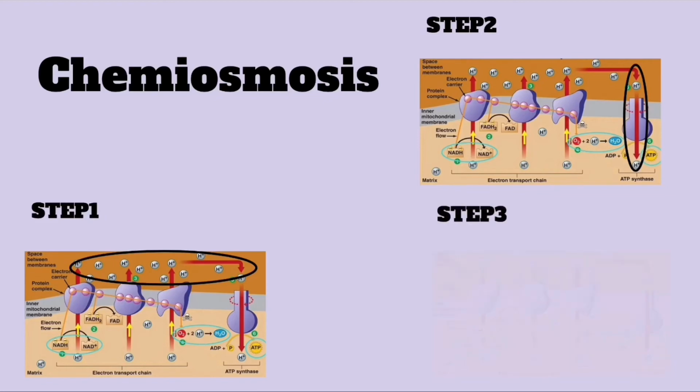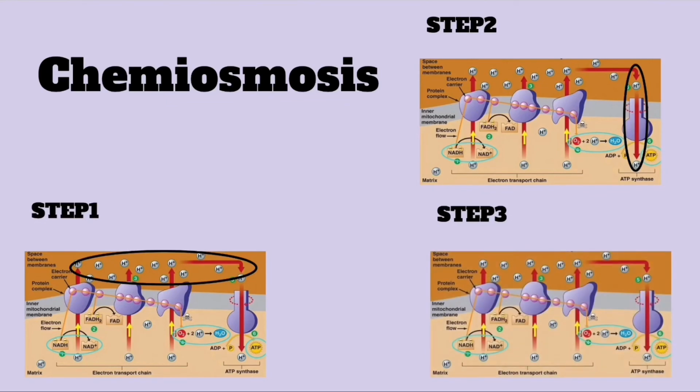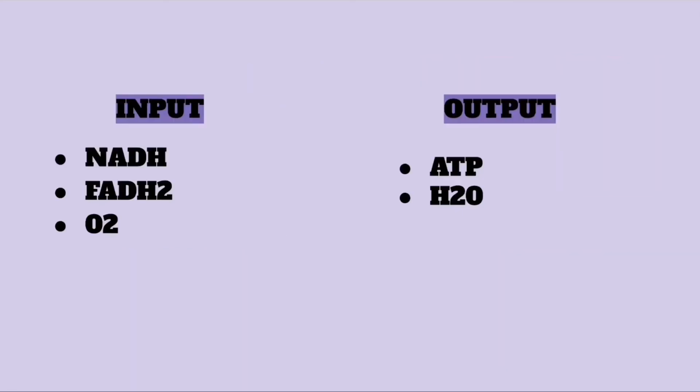The next step is the hydrogen ions will move through the channel. The kinetic energy they provide helps ATP synthase to add a phosphate to ADP to form ATP. For the result, the input of this process is NADH, FADH2 and oxygen, and the output is ATP and H2O, or water.